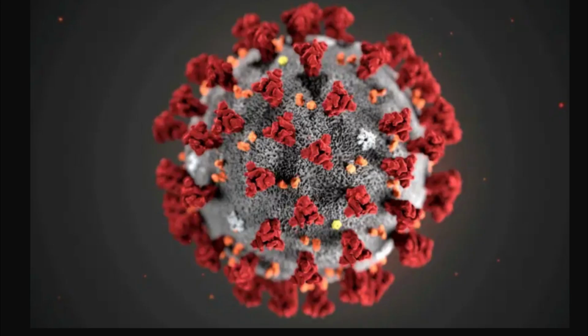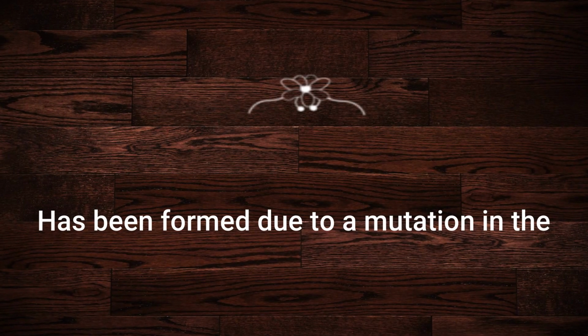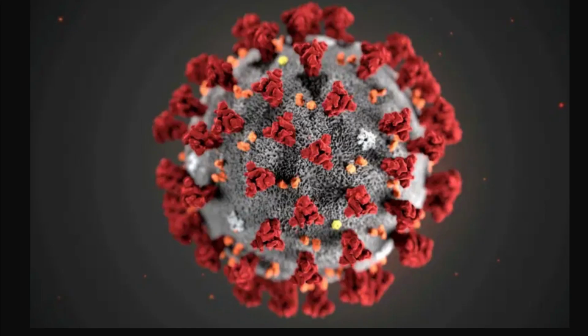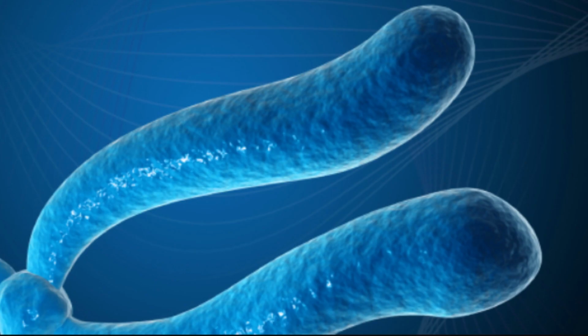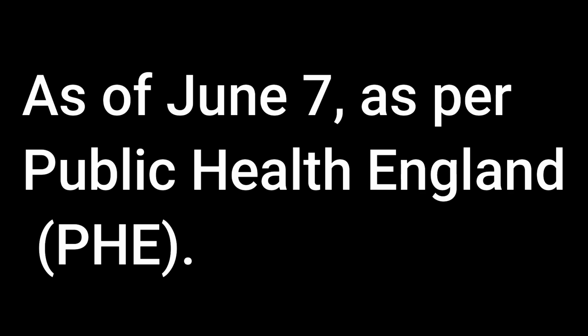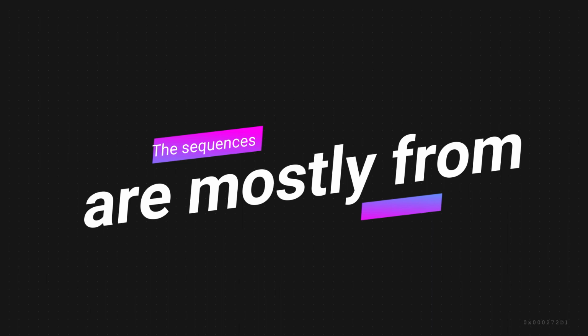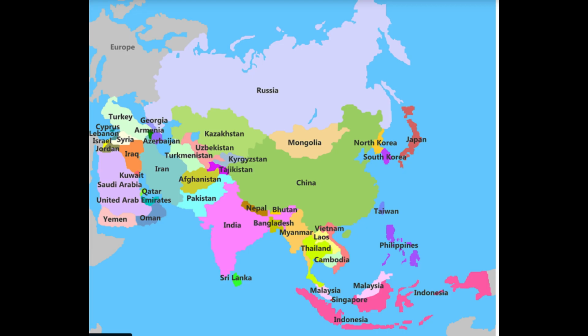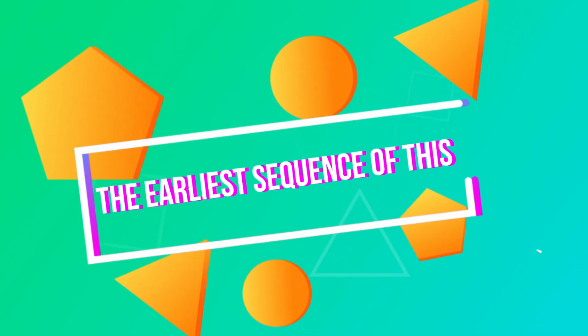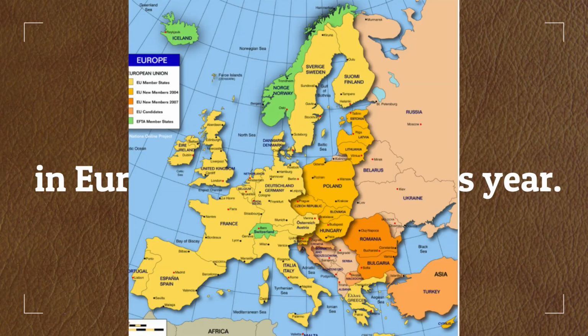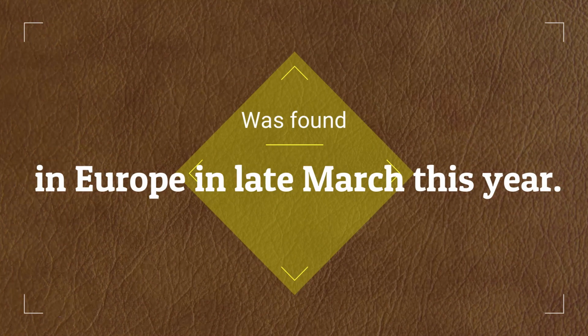The new Delta Plus variant B.1.617.1 has been formed due to a mutation in the Delta or B.1.617.2 variant. The Delta Plus was present in 6 genomes from India as of June 7, as per Public Health England (PHE). The variant is not much in India at this point of time. The sequences are mostly from Europe, Asia and America. The earliest sequence of this genome was found in Europe in late March this year.